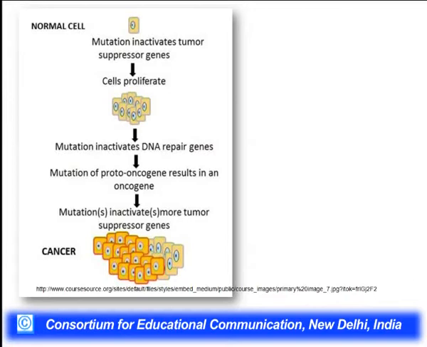In a normal cell, first there is a mutation which inactivates the tumor suppressor gene. Some of the tumor suppressor genes are inactivated by mutation, so cell proliferation occurs. Subsequently, the primary tumors are formed. Then a mutation inactivates the DNA repair genes, and then a mutation changes the proto-oncogene, which normally produces proteins that control cell division and cell growth. These proto-oncogenes change into an oncogenic form, and subsequently mutations inactivate more tumor suppressor genes. So from a normal cell, by a series of mutations in a sequential manner, these cells proliferate in an uncontrolled fashion to form a cancerous lump or cell mass.